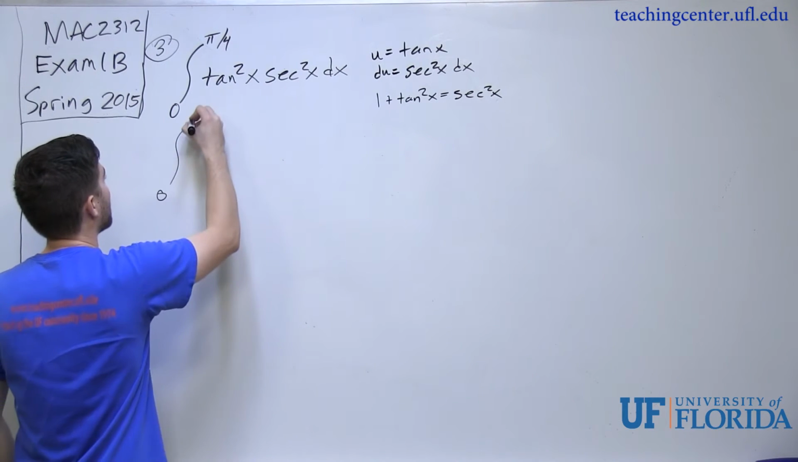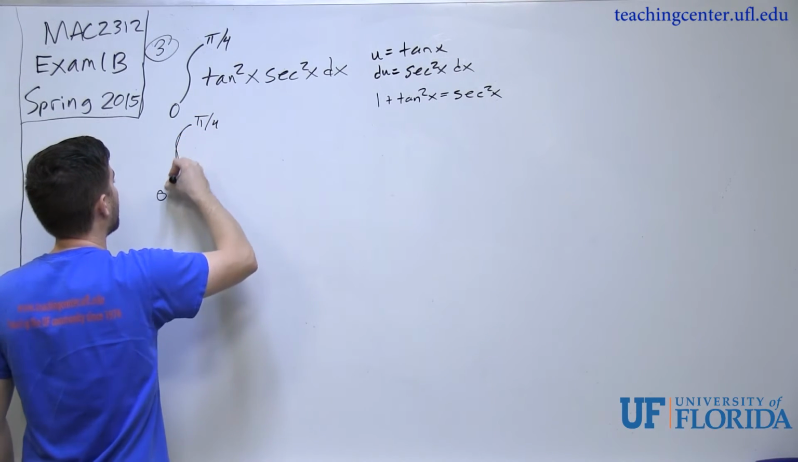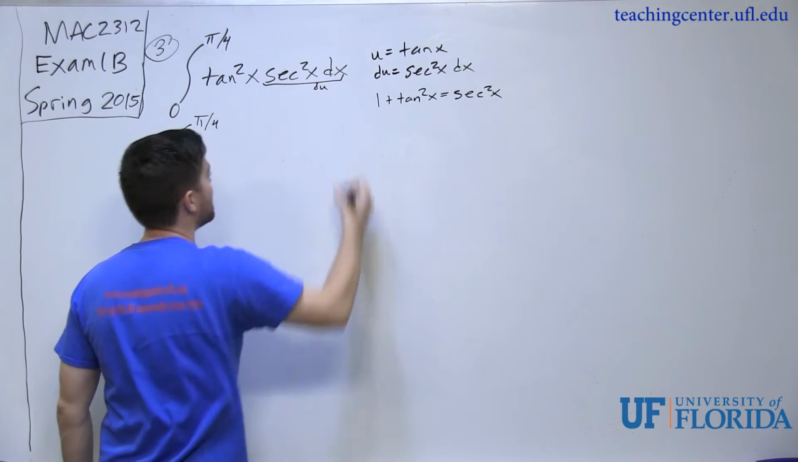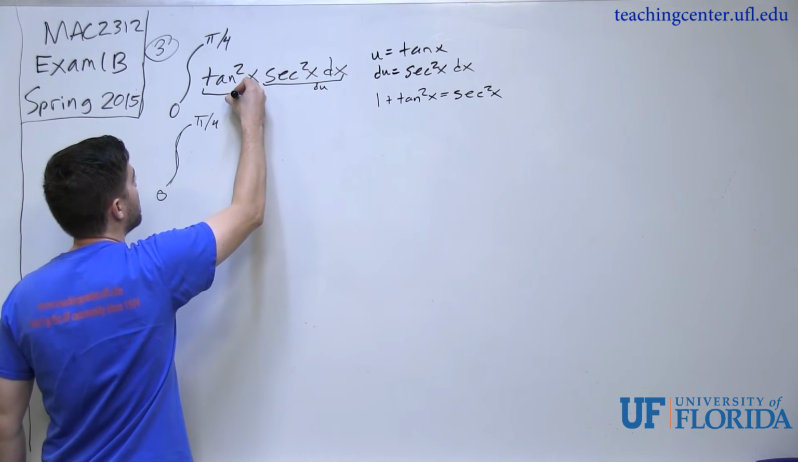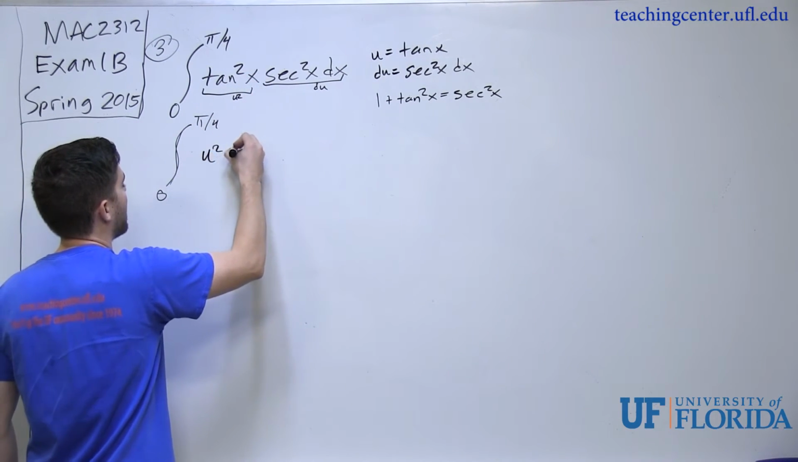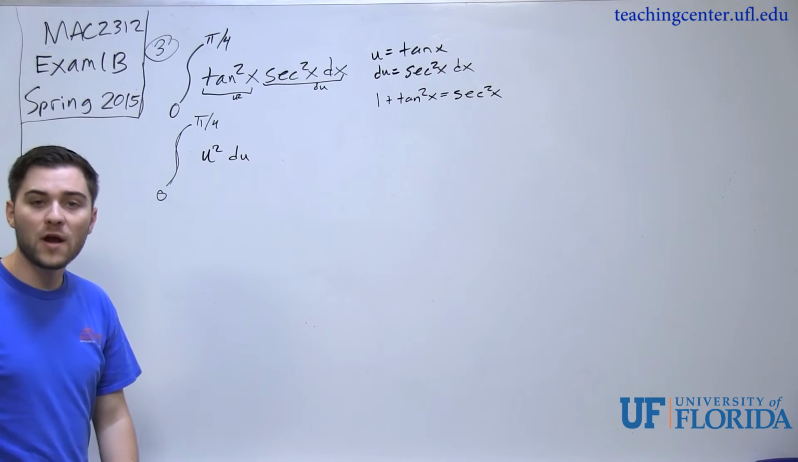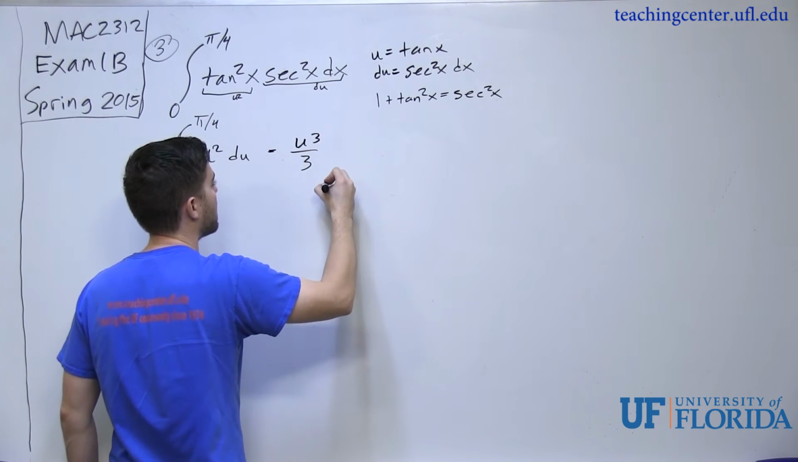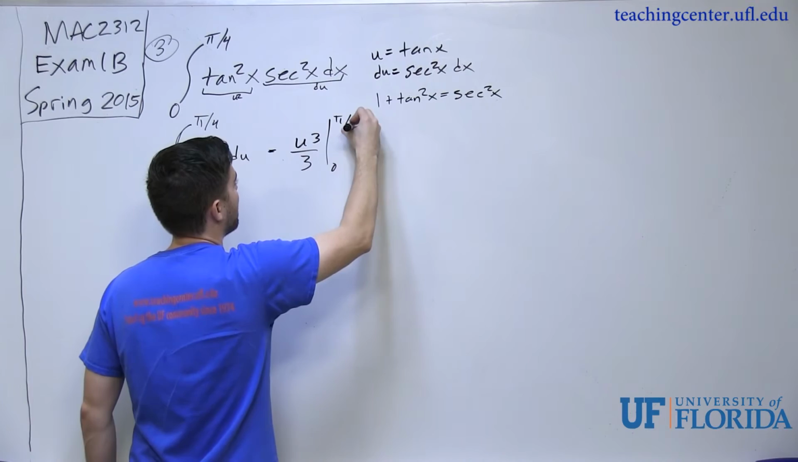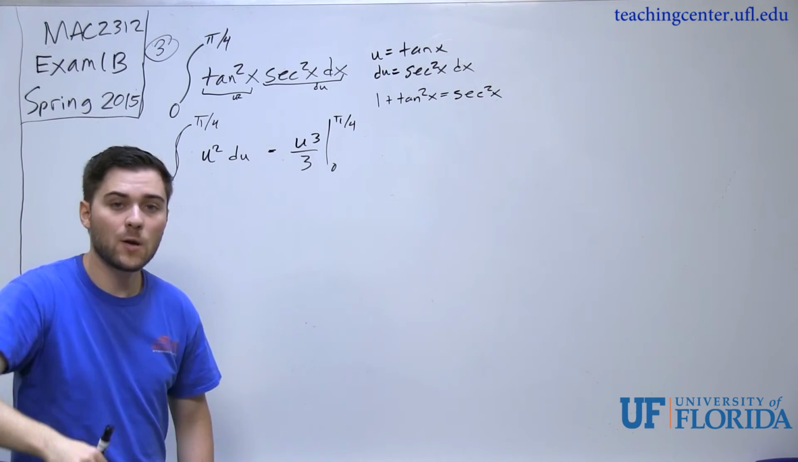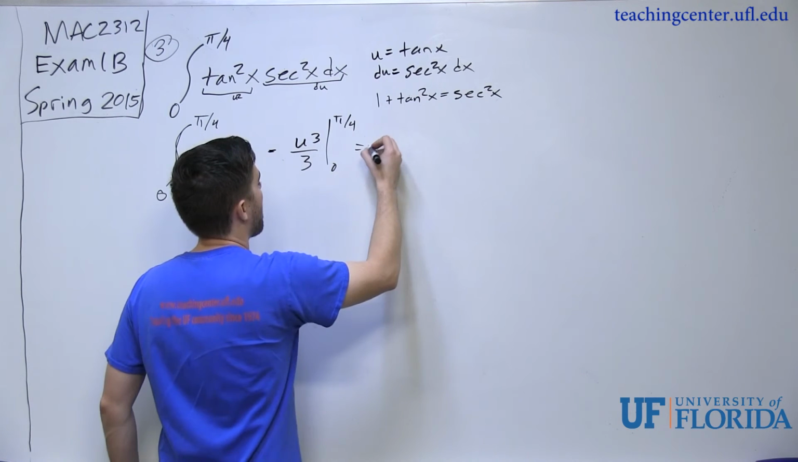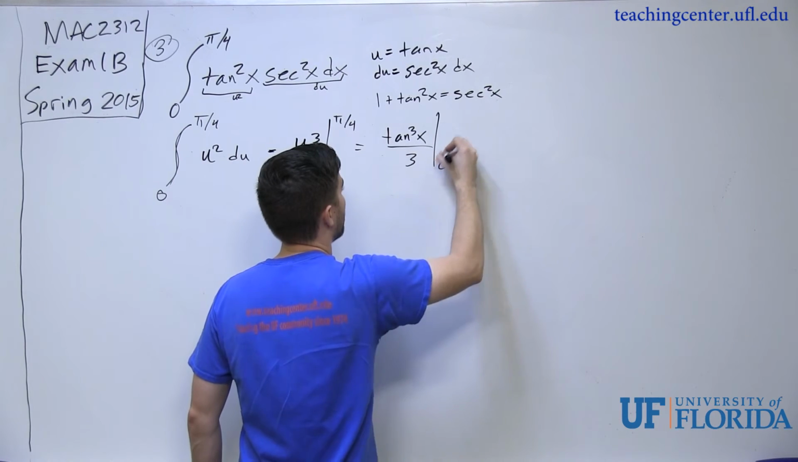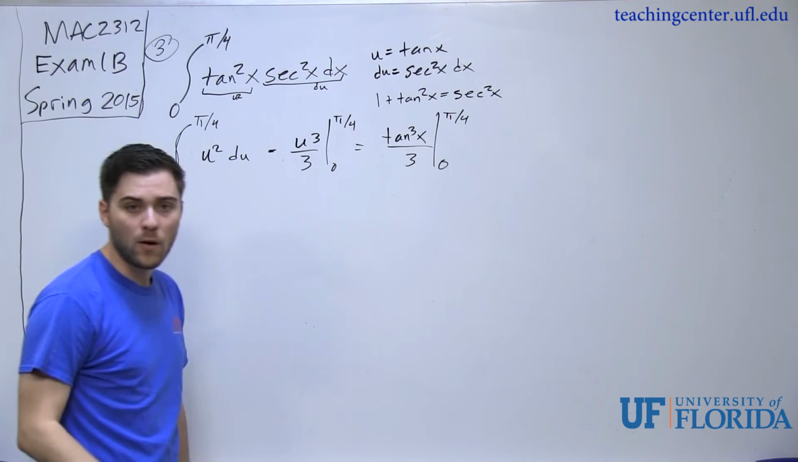So if I go ahead and plug in my u and my du, I don't need to convert anything in this case because this whole term right here is du, and this is just going to be u squared. So I end up just getting u squared du. When I go through the integral, I end up getting u cubed over 3, evaluated from 0 to pi over 4. And before I evaluate it, I always want to plug back in for x. So I end up getting tan cubed x over 3 from 0 to pi over 4.